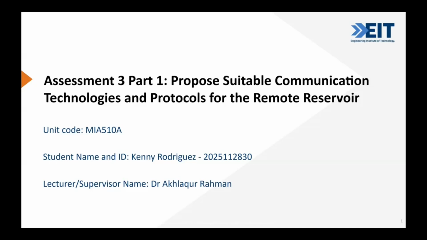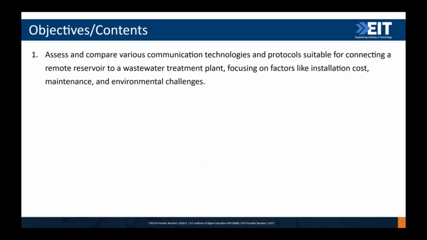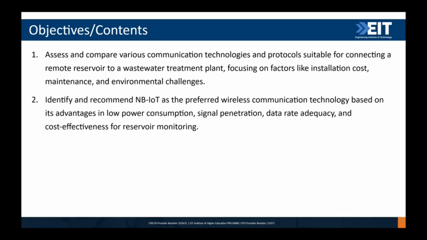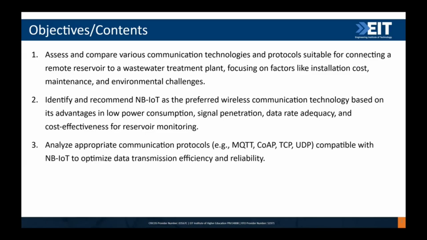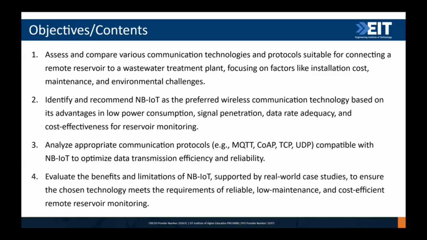Today for our MIA510A assessment number 3, I will be presenting on a suitable communication technology and protocol for our wastewater plant's remote reservoir. Looking at our objectives for this first part, it will be to assess the various communication technologies and protocols available for this type of application. Once we have selected a suitable technology, we will then compare its advantages and disadvantages and some of its features. We will then analyze appropriate communication protocols compatible to this technology, evaluate some of its benefits and limitations, and go into a real world scenario or case study where this technology was applied.